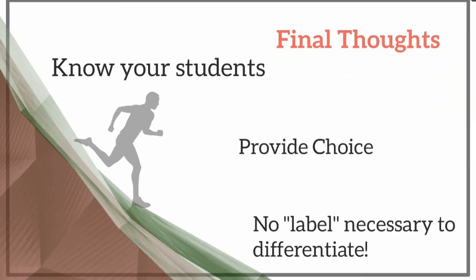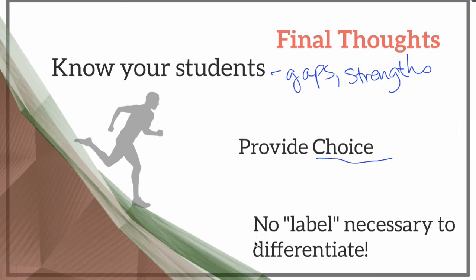Some final thoughts on differentiation. You have to know your students. What are their gaps? What are their strengths? What are things that motivate them? What's even an activity that your kids are automatically engaged when you do that activity? One of the easiest ways to differentiate is to provide them choice. Give them that choice board, that tic-tac-toe board, that RAFT assignment where they get to choose the role or the audience or the way that they show their product that's catered to their learning styles.